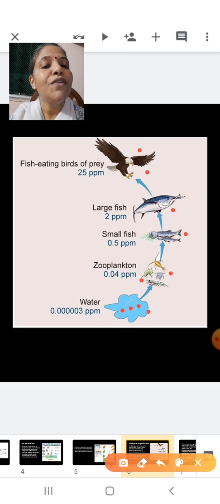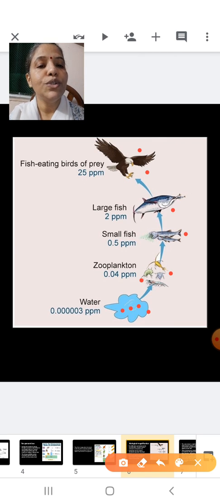You can see here the small fish has 0.5 ppm, parts per million. The large fish has 2 parts per million. And finally, in the body of a bird eating this large fish, it has become 25 parts per million. In this way, the toxic substances keep on accumulating at every trophic level, because, as I told you, these substances are lipophilic, that is, they have a liking for fatty tissues, get accumulated in the body, and cannot be excreted. If they could be excreted, we would not have this problem of biological magnification.